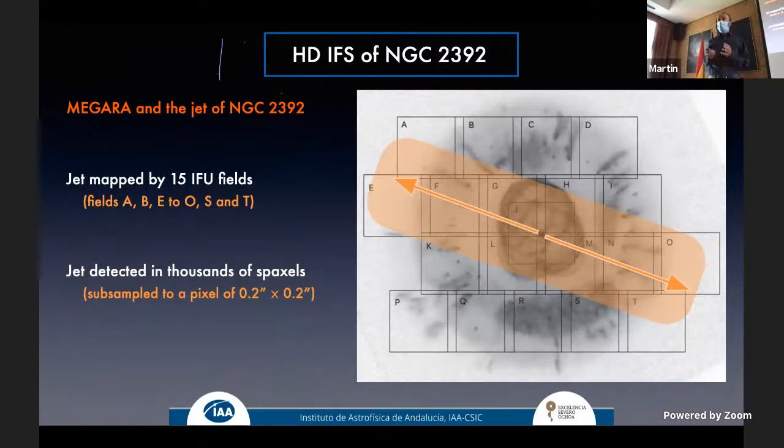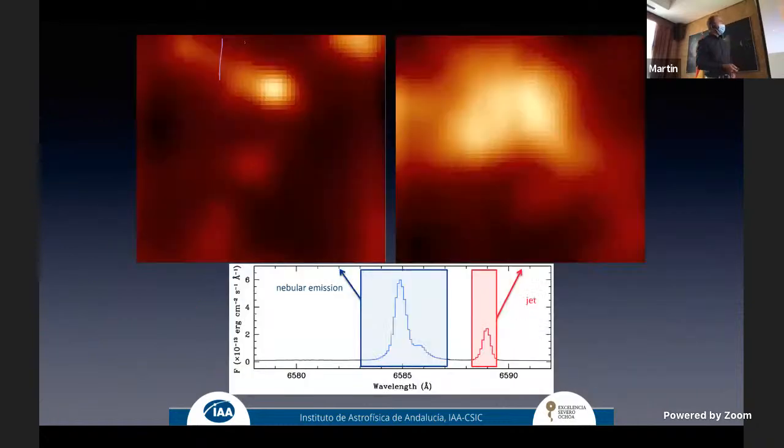So with this idea in mind, we have obtained, I think it's 15 observations of the shell, because the shell is much larger than the field of view of MEGARA. We mapped it, we made a mosaic, and actually in 15 of these fields, we were detecting the jet. So the jet is detected in thousands of spaxels. And because of the high velocity of the jet, we can really resolve the jet from the nebular emission. And this is shown here.